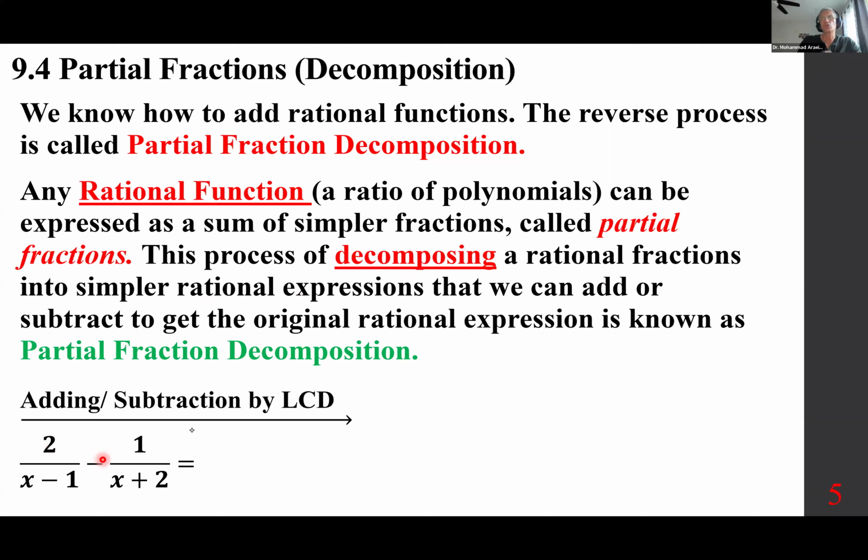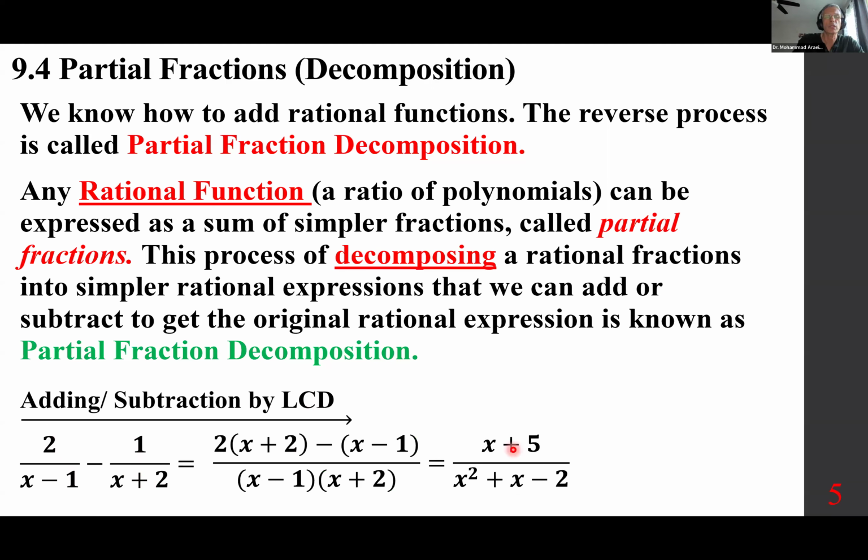If we want to add these two, and remember subtraction is a form of addition, we take the LCD, which is x minus 1 times x plus 2. And we have 2 times x plus 1 minus 1 times x minus 1. And we will end up with 2x minus x is x, 2 times 2, 4, and plus 1 is 5. So we know how to go from left to right. This way is called adding or subtracting by LCD, the least common denominator.